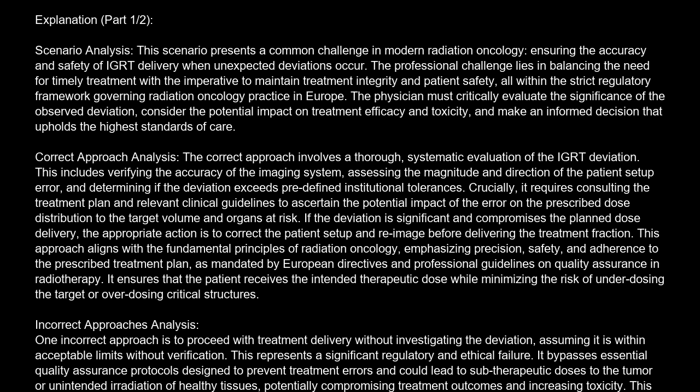Correct approach analysis. The correct approach involves a thorough, systematic evaluation of the IGRT deviation. This includes verifying the accuracy of the imaging system, assessing the magnitude and direction of the patient setup error, and determining if the deviation exceeds predefined institutional tolerances. Crucially, it requires consulting the treatment plan and relevant clinical guidelines to ascertain the potential impact of the error on the prescribed dose distribution to the target volume and organs at risk. If the deviation is significant and compromises the planned dose delivery, the appropriate action is to correct the patient setup and re-image before delivering the treatment fraction.